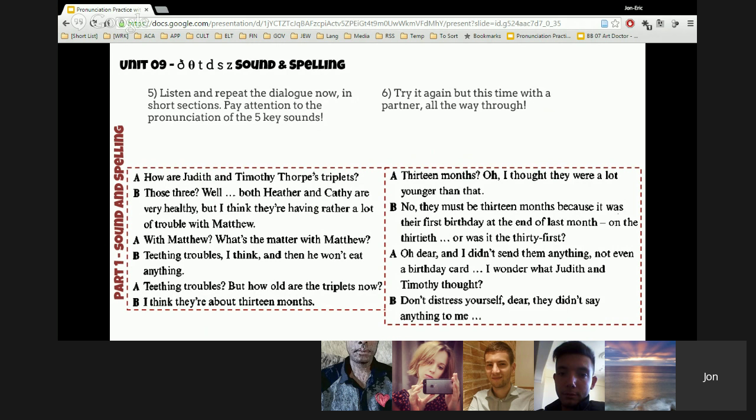With Matthew. What's the matter with Matthew? Teething troubles, I think, and then he won't eat anything. Teething troubles. But how old are the triplets now? I think they are about 13 months.